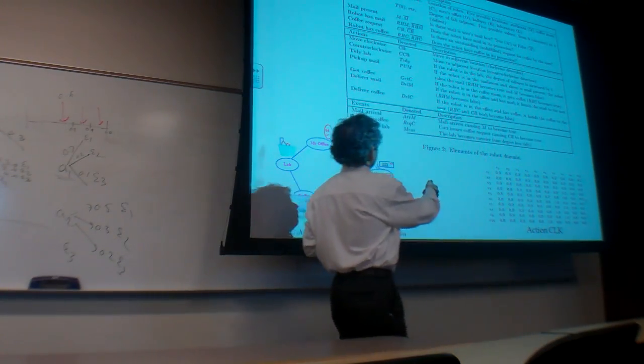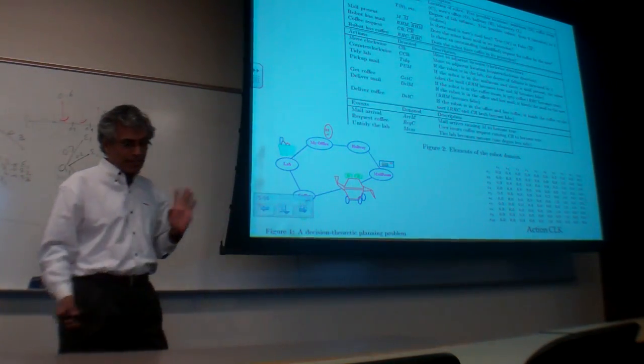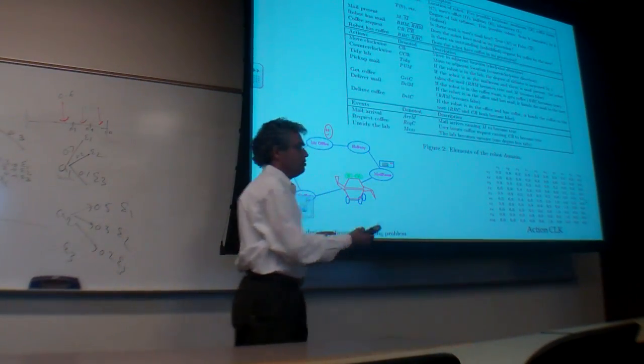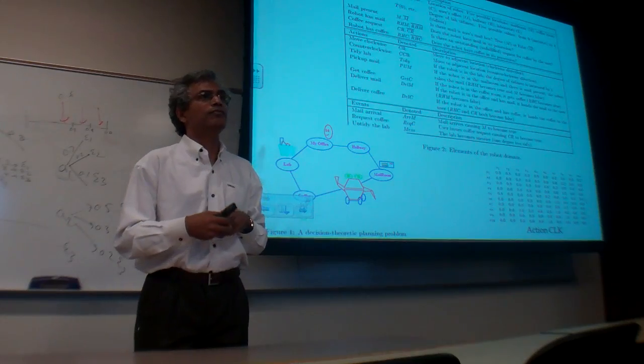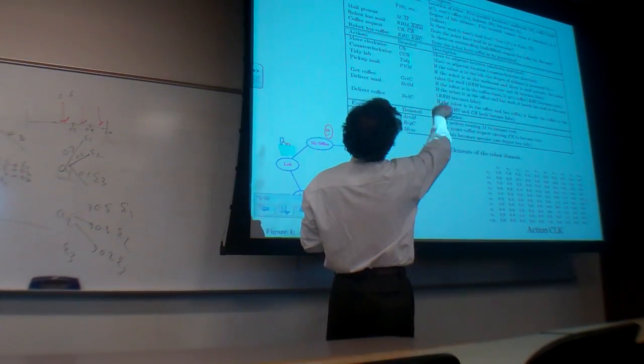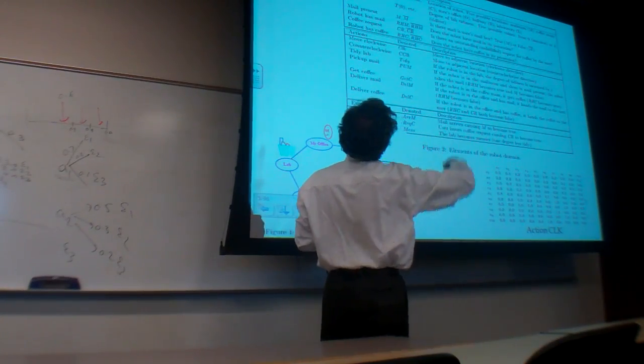So for example, this is a particular domain where a robot delivers coffee from room to room. And here are all the English descriptions of the actions that this robot can do.